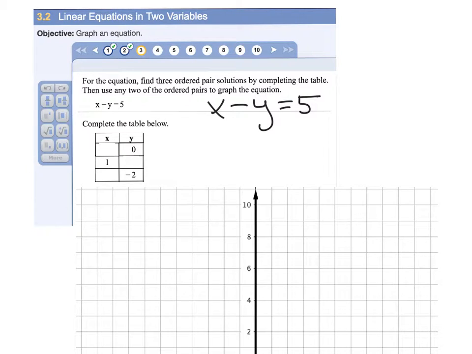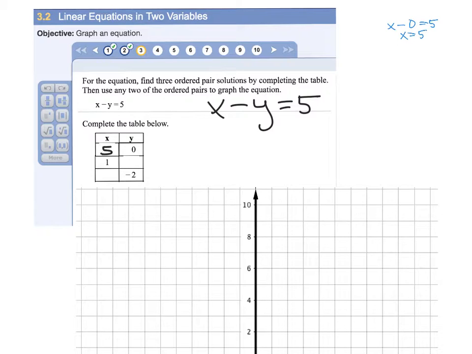So let's start with y equaling 0. So that gives us x minus 0 equals 5. Well, using logic, x minus 0 equals 5, that means x has to equal 5, because that's the only way you could get 5. 5 minus 0 equals 5. So x has to be a 5. So let's put that out of the way, shrink it down a little bit. So x is equaling 5 right there.